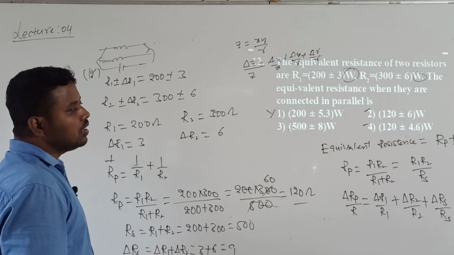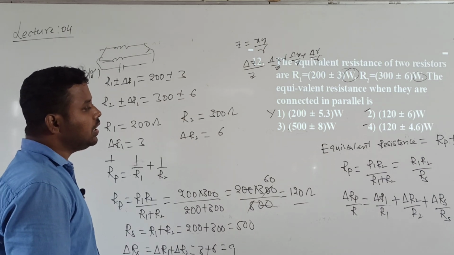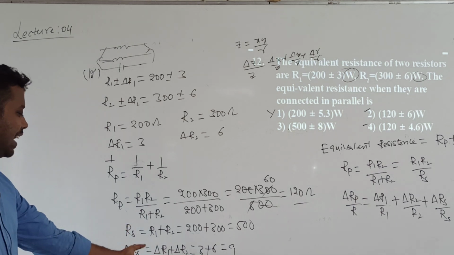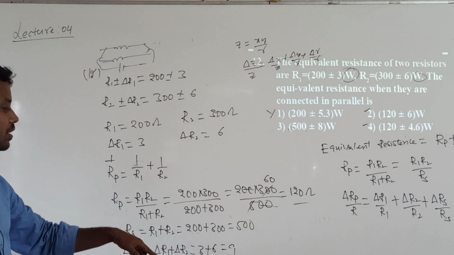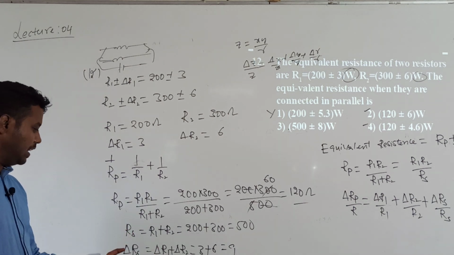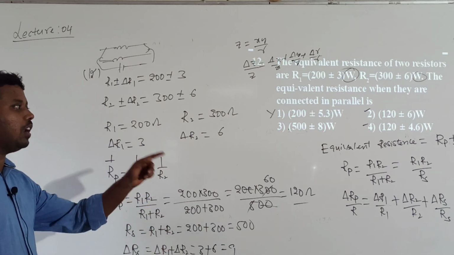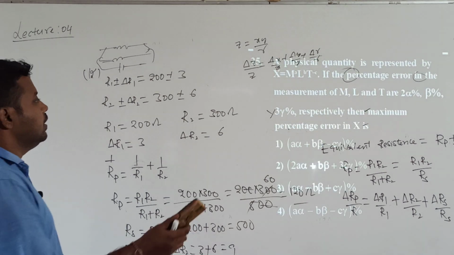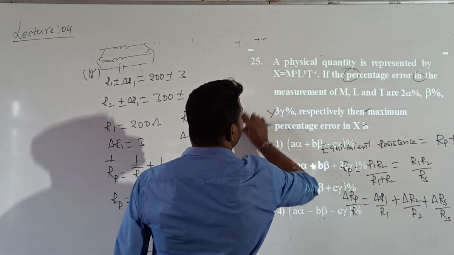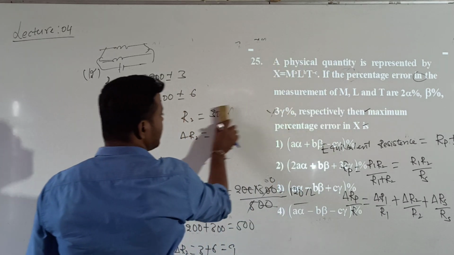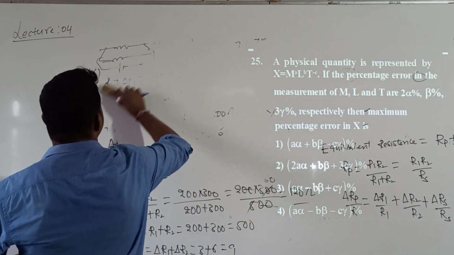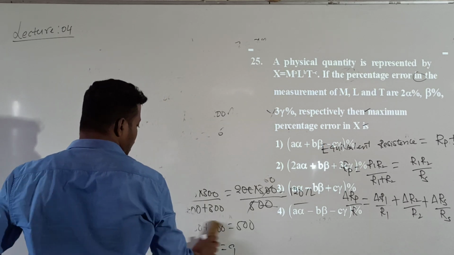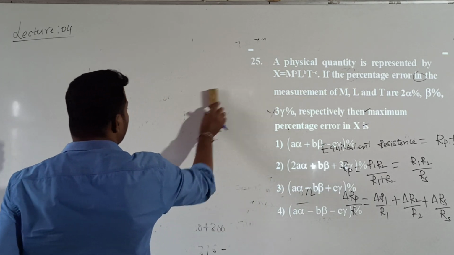That is question number 12. For series, you can calculate directly. If they ask what is the error in the resistors in series, that is a simple question. But parallel is somewhat more difficult. This is question number 12. Next, question number 25. Once you also check this question before.